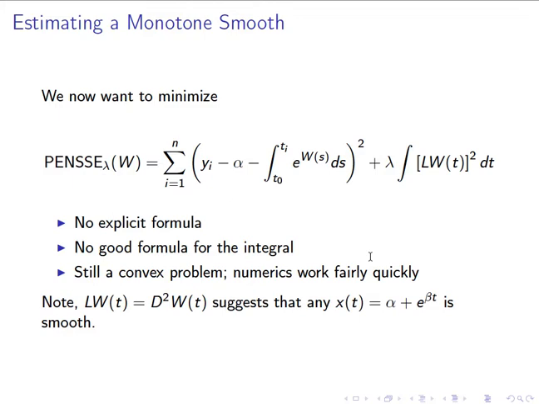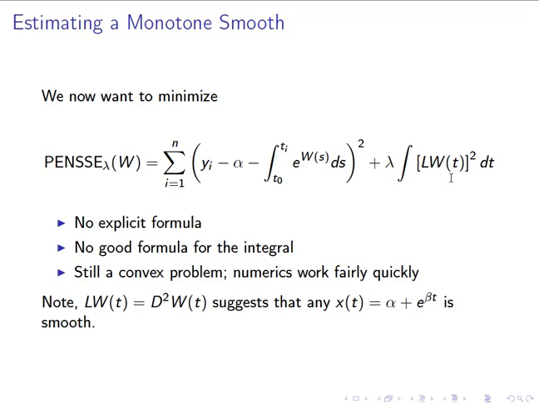And here, we replace x of t_i with alpha plus the integral of e to the w of s ds, right? And we also can have a roughness penalty on w of t. And again, this criterion is a nonlinear function of the basis coefficients, so there's no closed formula for the basis coefficients. But again, this is a convex problem, so a global optimum is available.